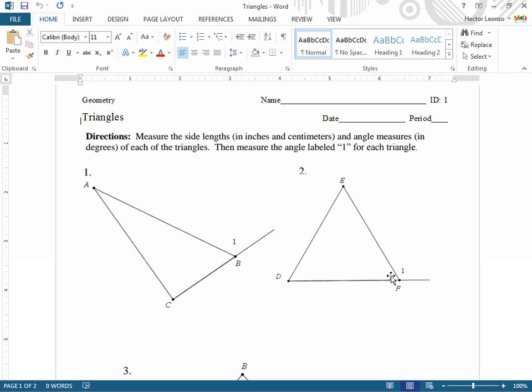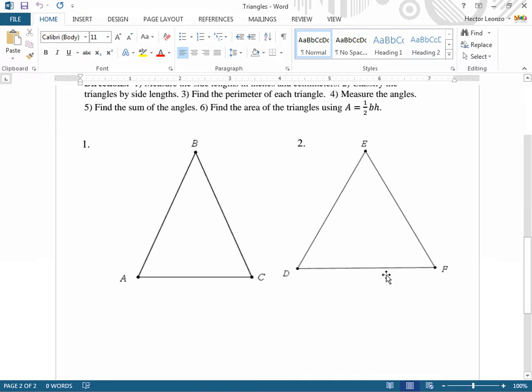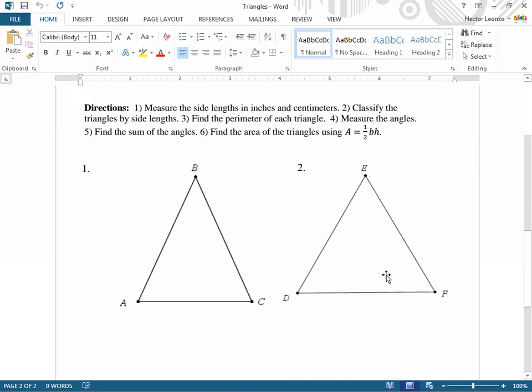Alright, now on the back side, there's also 3 questions only on the back side, but this one has a few more steps. First thing, measure the side length in inches and centimeters. Once again, measure each side in inches and centimeters. Then classify the triangle by the side length. So either equilateral, isosceles, or scalene for each of them. Then find the perimeter of each triangle.